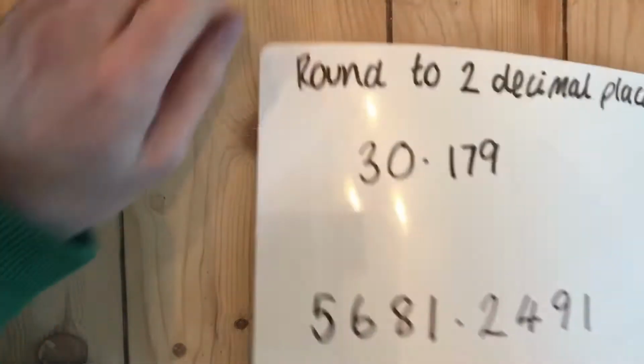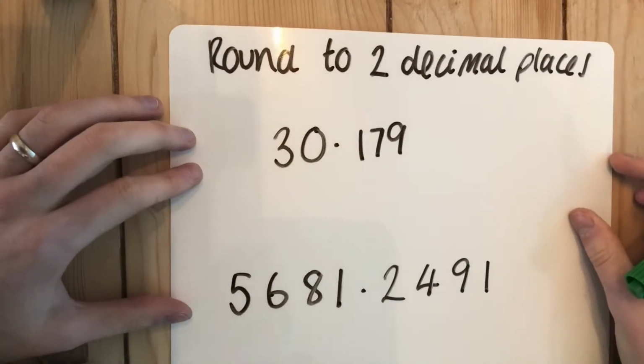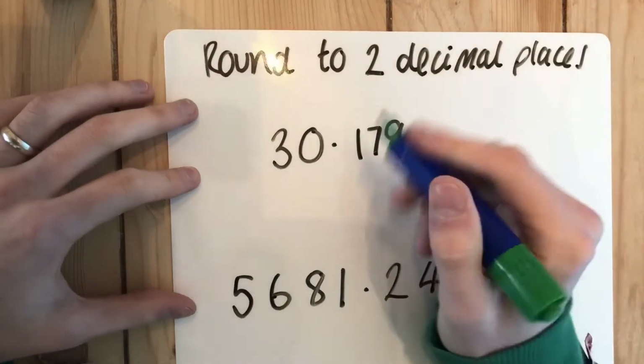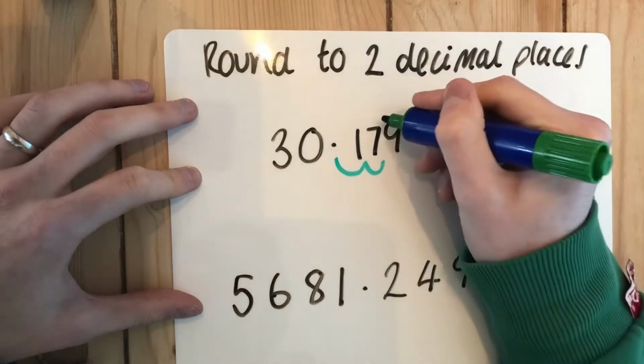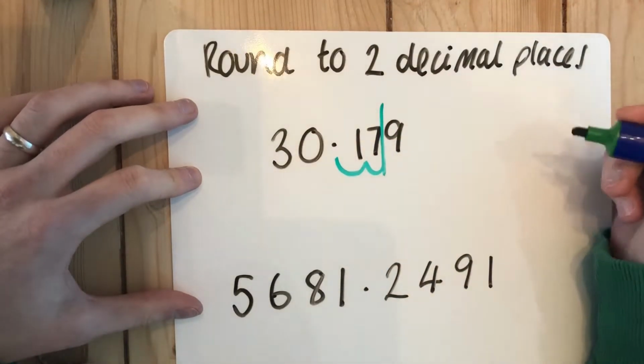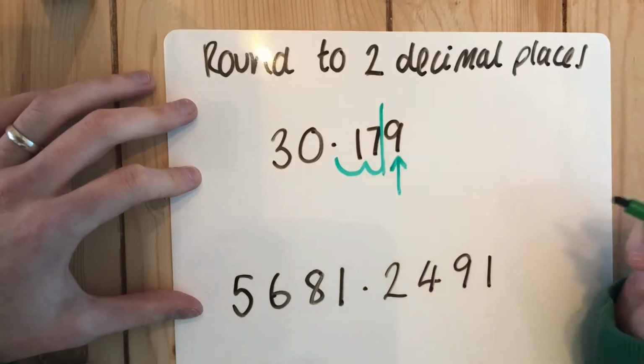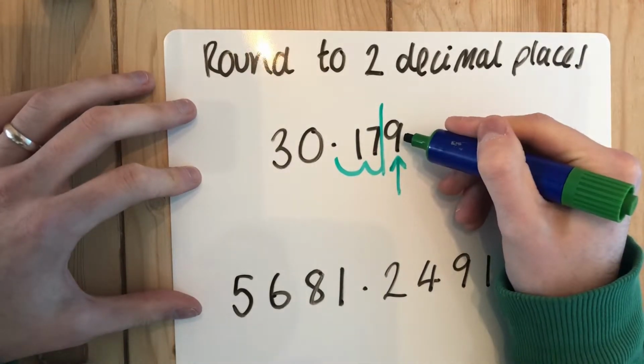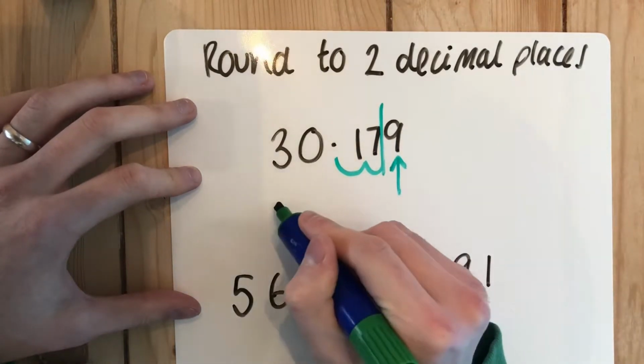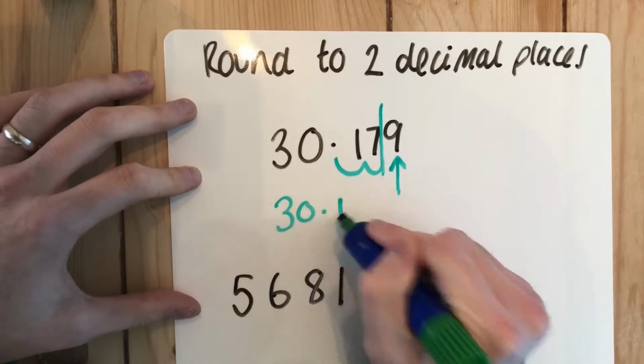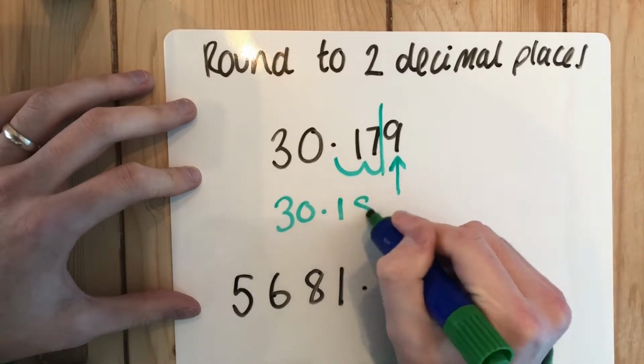Again, if you get another kind of question that asks you to round to 2 decimal places, set the decimal point, count 2 places in, and draw your cut-off point. Look at the number to the right of the line. Again, it's 5 or greater, which means I need to round up. So it's 30.1. The 7 rounds up, and I get an 8.